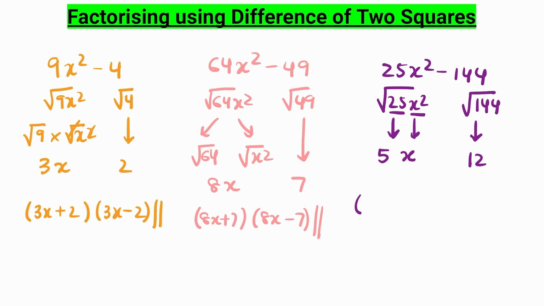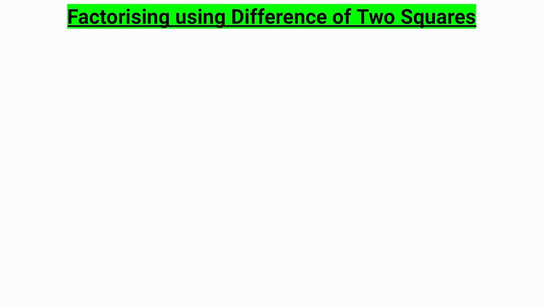After that, it is very simple. We have to separate this into two pairs of brackets. Put each of the terms, 5x, 12, 5x, 12. And then after that, put plus in one pair of brackets and minus within the other pair of brackets. That's our final answer. Let's move on to our next set of examples.